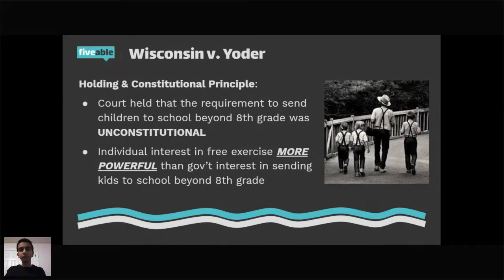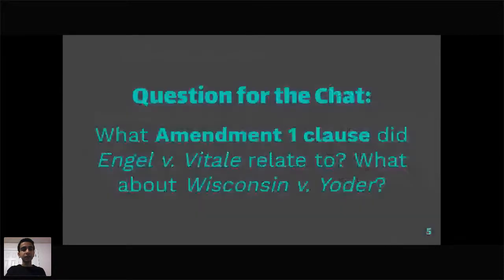All right, so let's keep going. If you guys could, in the chat, what Amendment 1 clause does Engel versus Vitale relate to? And what about Wisconsin versus Yoder? So just which one does each of them go with? We all know that they both go with freedom of religion, but we talked about those two clauses in the First Amendment. So which one is Engel versus Vitale, and which one is Wisconsin versus Yoder? Yes, Engel versus Vitale relates to the Establishment Clause, and Wisconsin versus Yoder relates to the Free Exercise Clause.